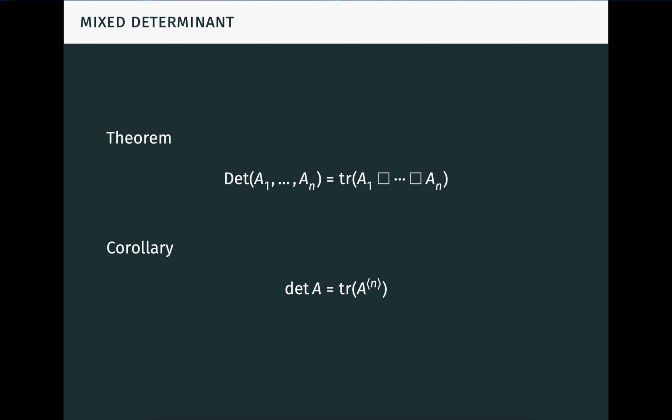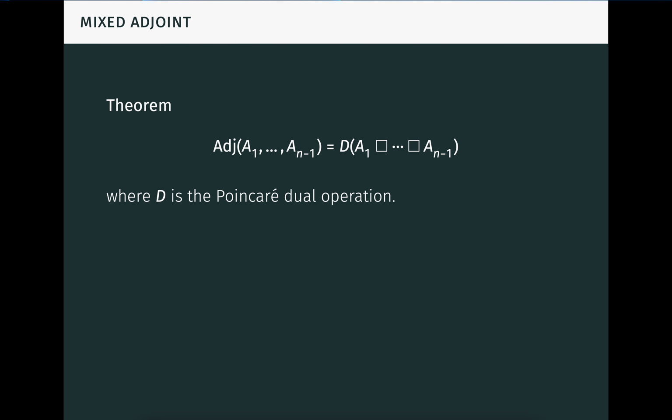What about the mixed adjoint? It turns out that the mixed adjoint of matrices is also related to the box product, through the Poincaré dual operation. In particular, the classical adjoint of a matrix is just the dual of its n-1st compound power. What exactly is the Poincaré dual operation? Unfortunately, I don't have time to dive into that right now, but I plan to cover it in a future video, so stay tuned.